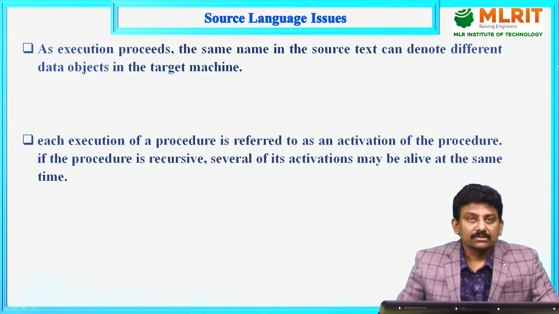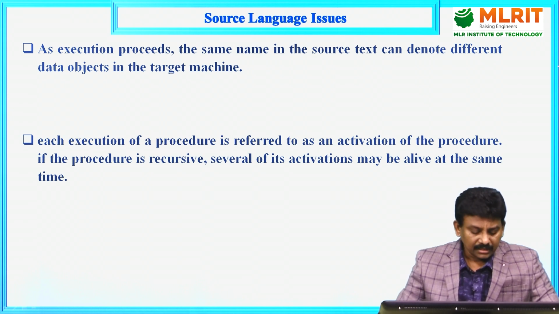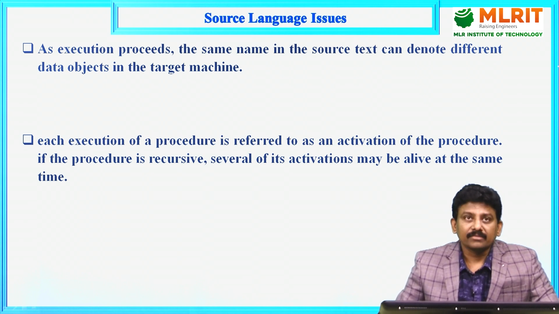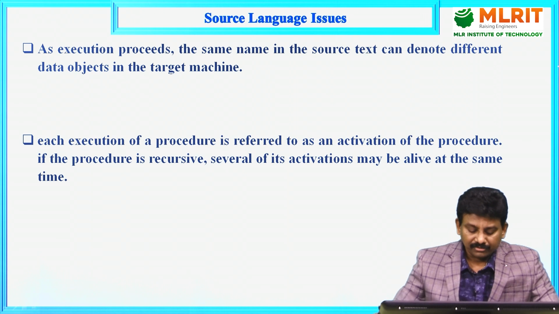As execution proceeds, the same name in the source text can denote different data objects in the target machine. That means a variable declared inside a function might have a different scope from one declared outside the function.